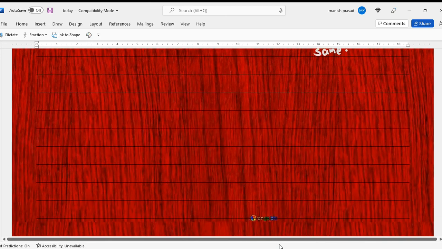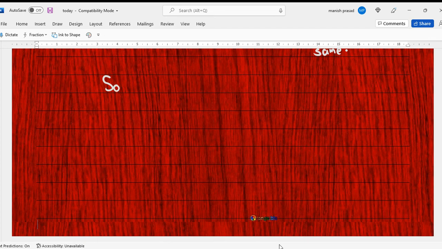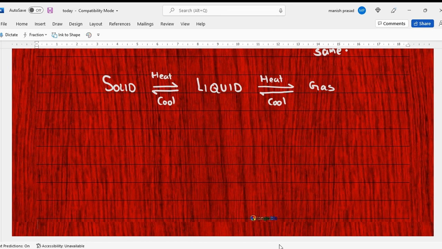Now, if I look at a physical change, what is happening in a physical change? Our solid is there. When you heat a solid, what happens to that solid? It melts. It becomes a liquid. And when you heat a liquid, what happens to it? It becomes a gas. But when you cool a gas, what does it become? Liquid. And when you cool a liquid, what does it become? A solid. Now this is a classic example of how matter is changing in a physical change.